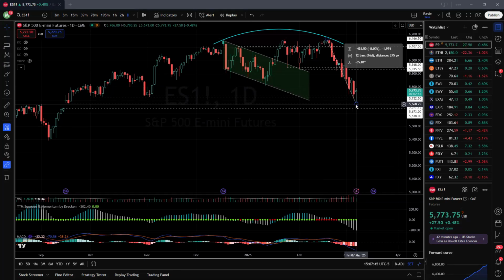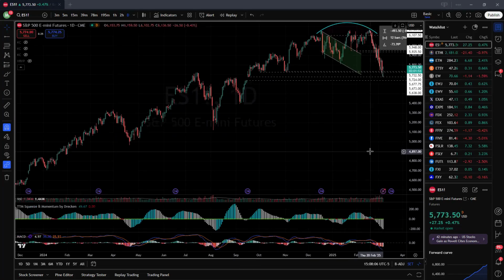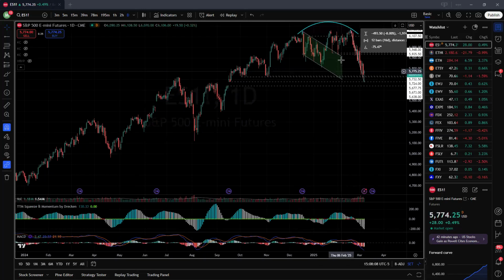From that high until today's low is about 12 trading days, but what I'm looking at is how much we've moved from top to bottom. Right now, at today's lows, we were down about 8%. Now, is that a lot? Is it a little? It's all within context, right?